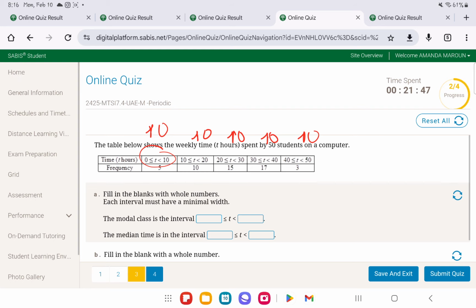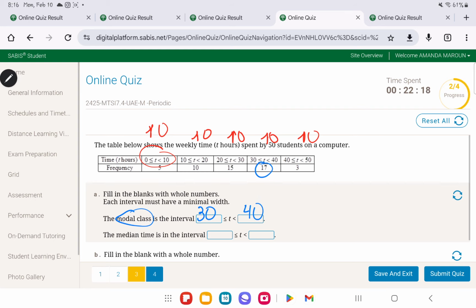If they are not the same width, then you have to find the frequency density, which is frequency divided by the width, and then you can solve normally. So here, since they all have the same width, we can solve it normally. They are looking for what? The modal class. The modal class means the most occurring class. Very simply, you're going to take the highest frequency, which is 17 in this case. So the modal class is going to be in between 30 and 40.